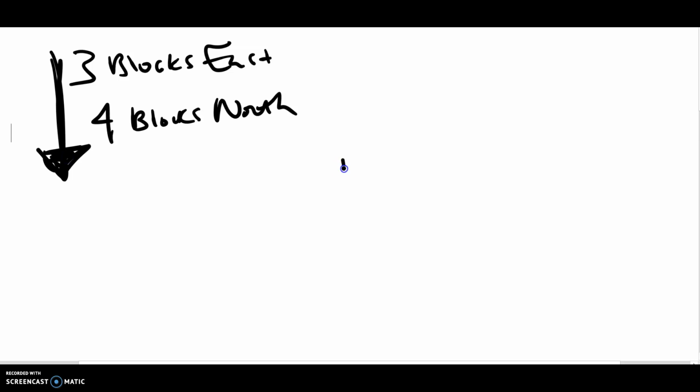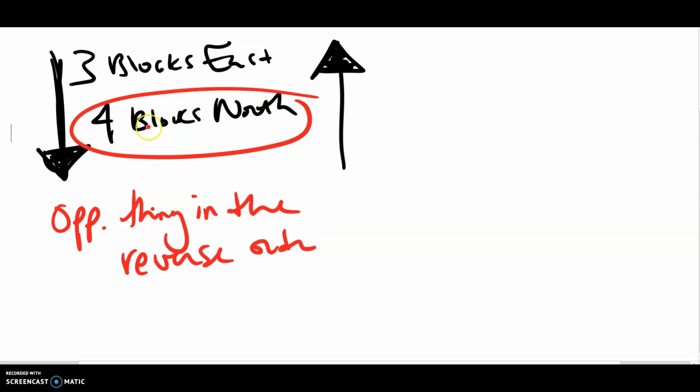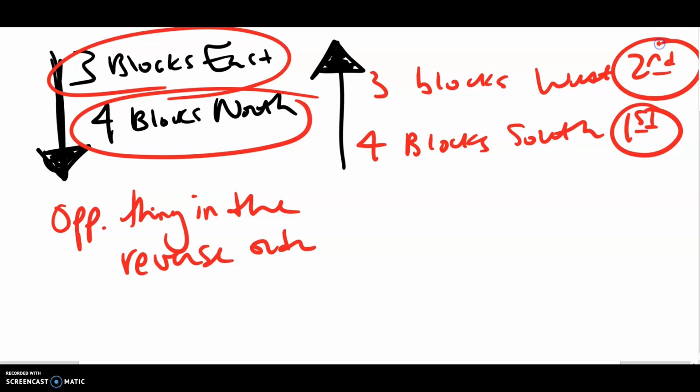So if you want to undo, then what you have to do is the opposite thing in the reverse order. So if the last thing you did was to go 4 blocks north, you are going to have to start going 4 blocks south. And you're going to have to do that first. Then, at that point, instead of going 3 blocks east, you're going to have to go 3 blocks west, and that's going to be the second thing you do. And that's going to get you back to where you started from.